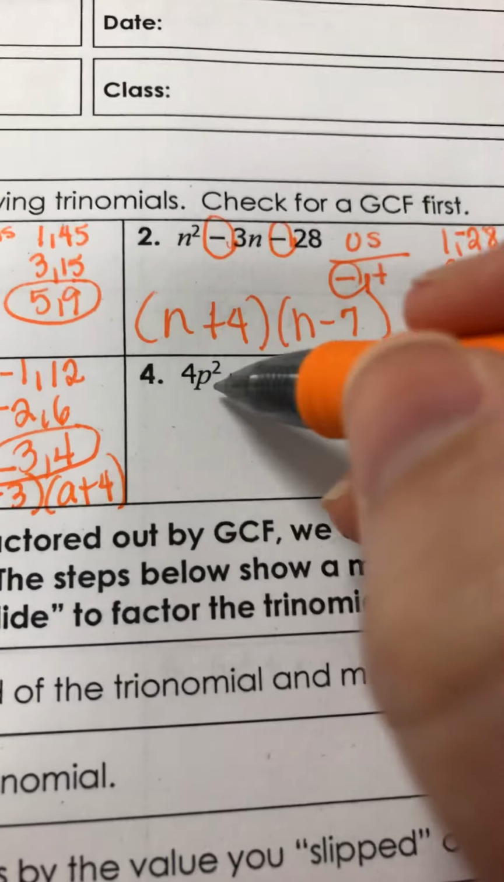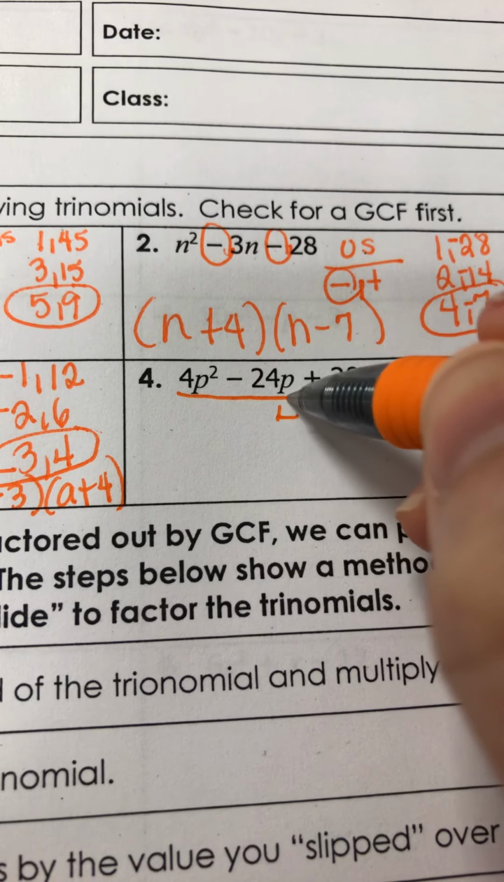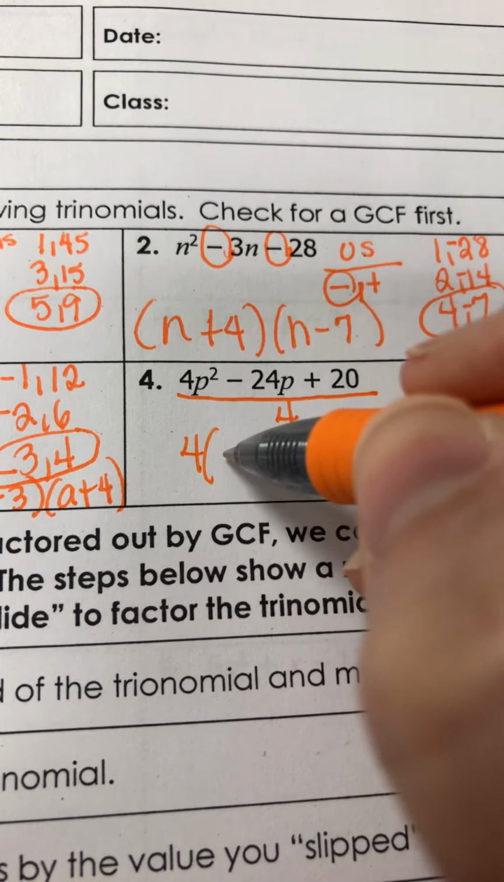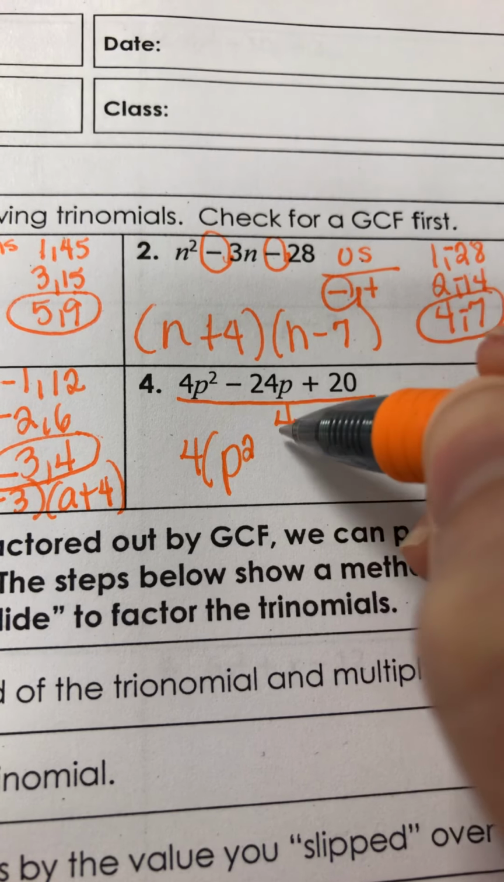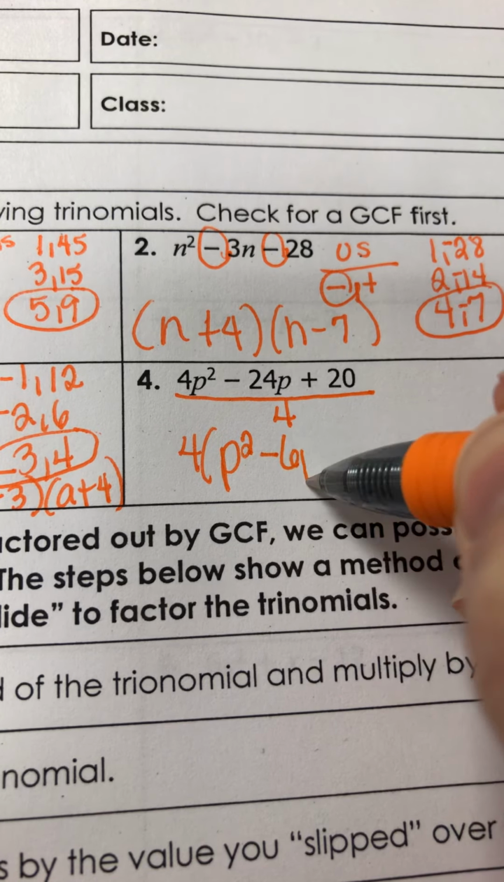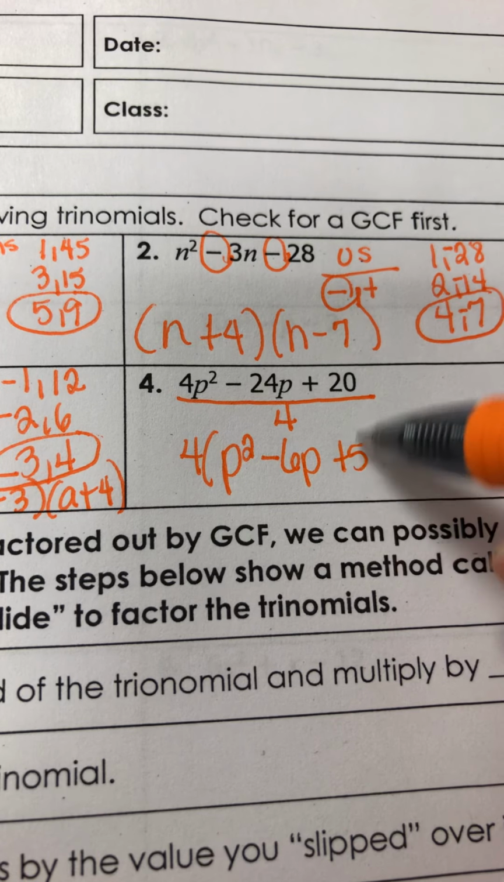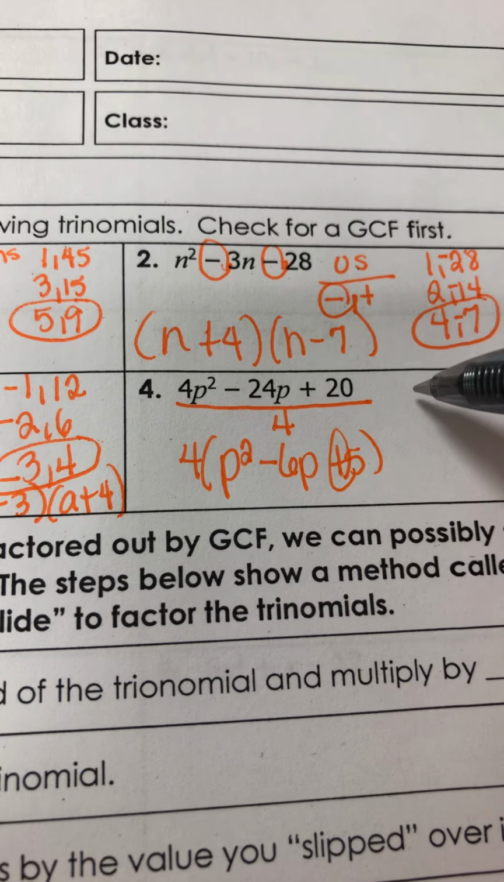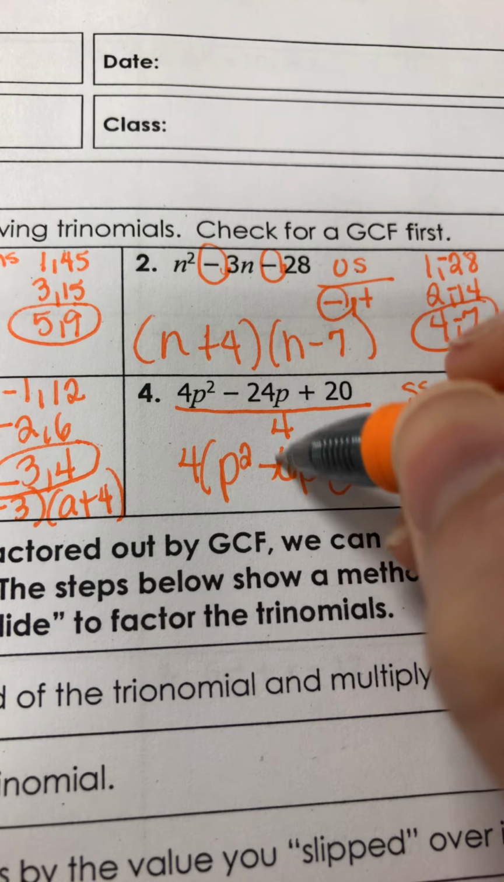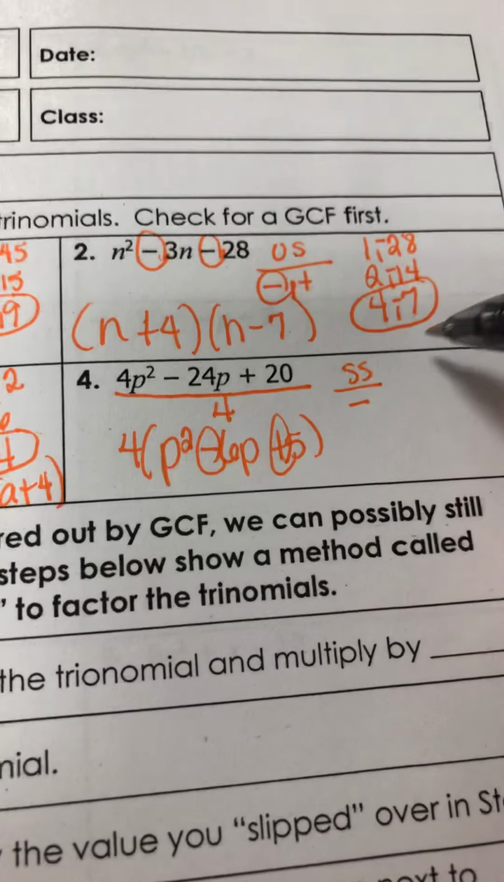On number 4, once again, I notice a GCF of 4. 4 divided by 4 is 1. Negative 24 divided by 4 is negative 6. And 20 divided by 4 is 5. So I need same signs. Both of those signs need to be negative.